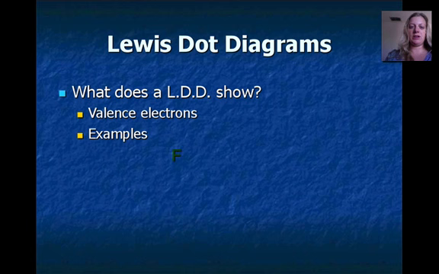Okay, so for here our example is fluorine. If you look on the periodic table, fluorine is a halogen, and so it has 7 valence electrons. So we would represent that with 7 dots.